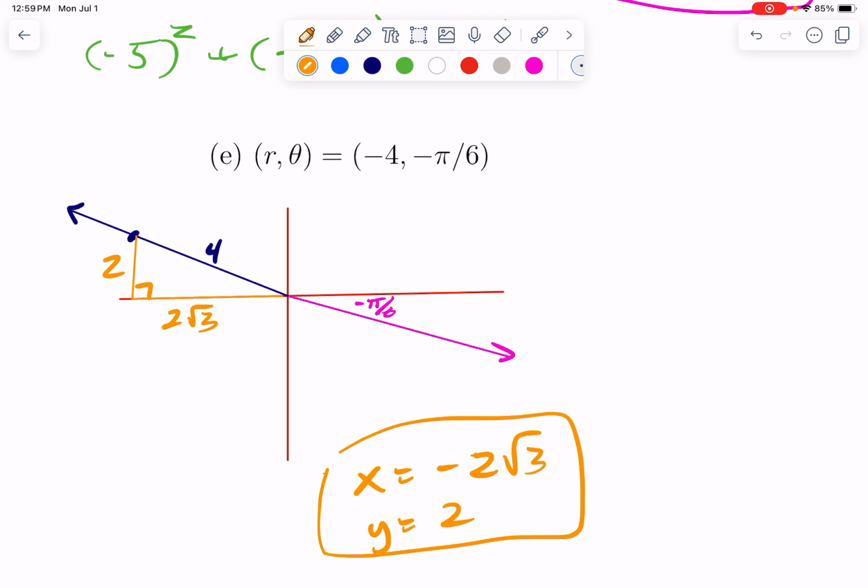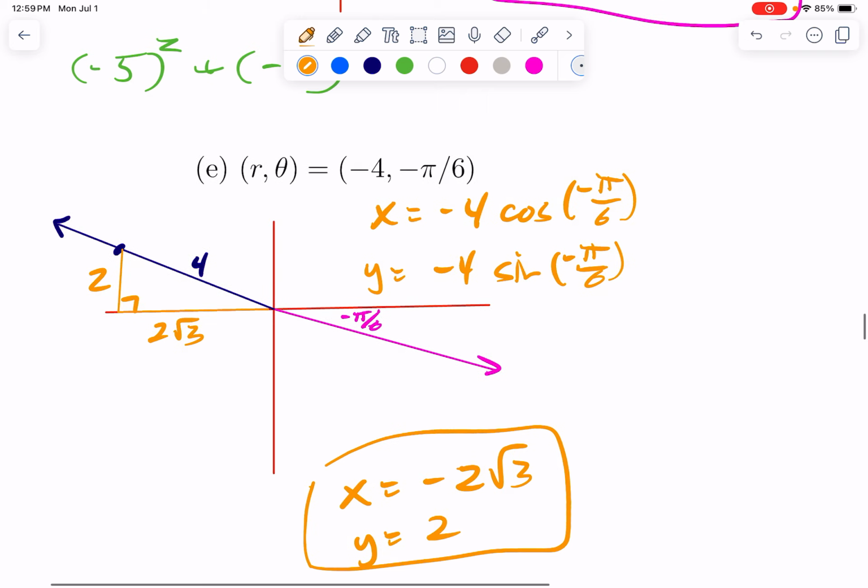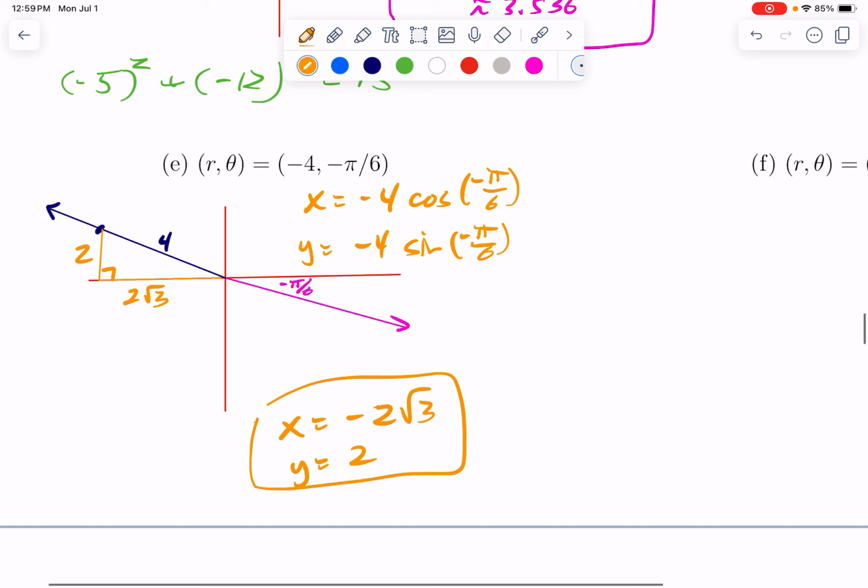Certainly it would not be wrong to say x equals negative 4 times the cosine of negative pi over 6, and y equals negative 4 times the sine of negative pi over 6, right? That's the way, if you're just straightforwardly following the formulas, no harm in that. But sometimes it's nice to just have a picture and to use this deep knowledge about 30, 60, 90 triangles without feeling like everything is a memorized trig formula.